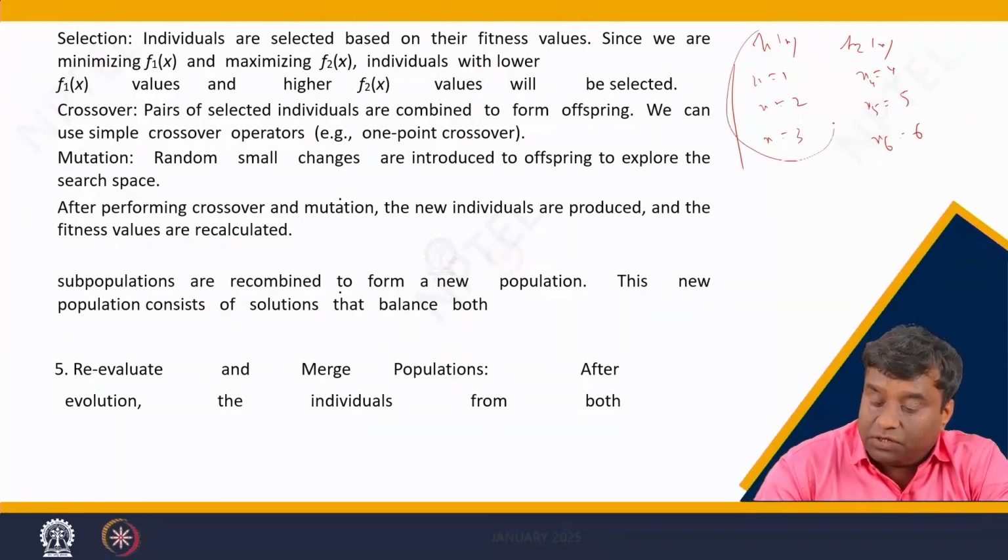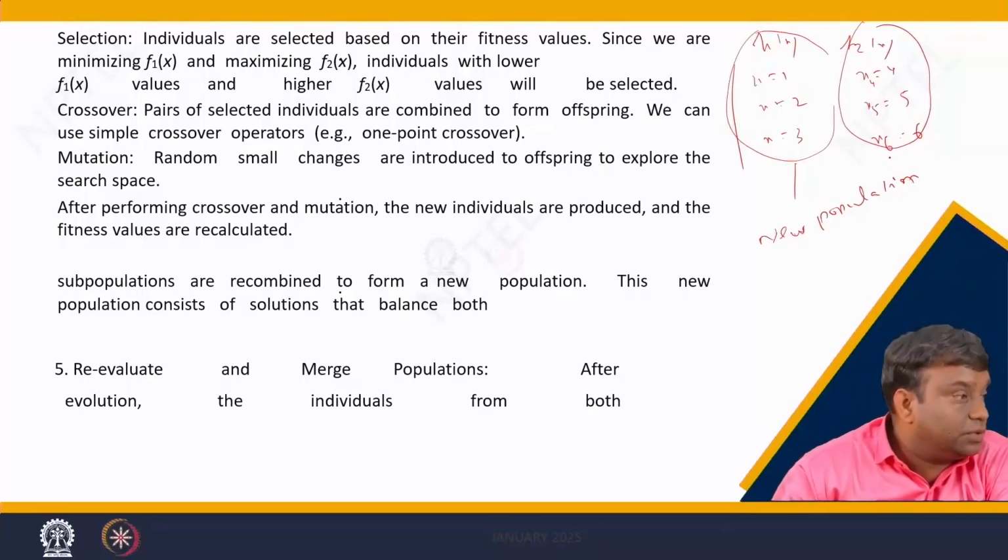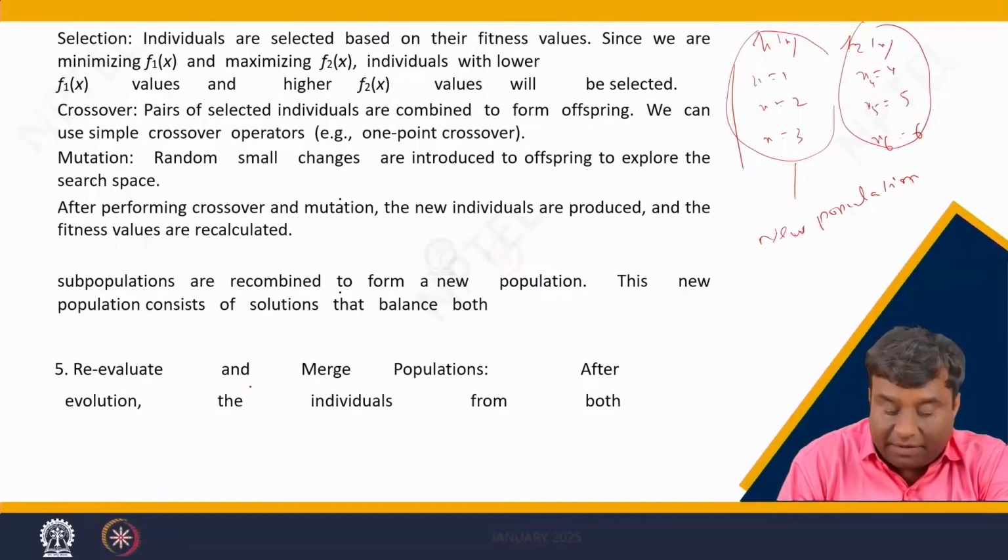So here you do the selection, crossover and mutation. Here you do the selection, crossover and mutation. So you'll get the new populations. Again, calculating the fitness function, and you need to do it. So here, re-evaluate and merge populations.